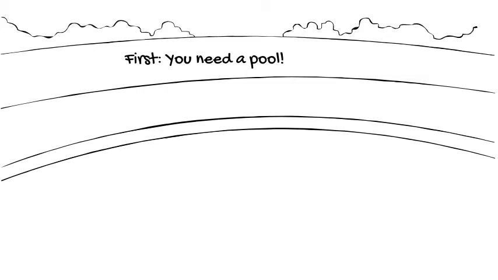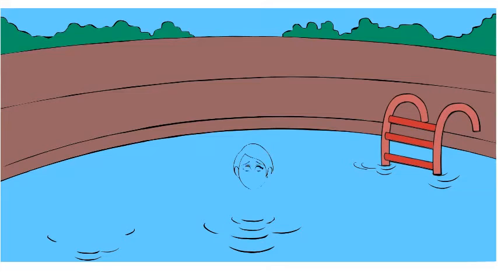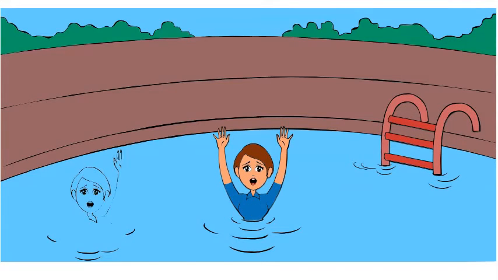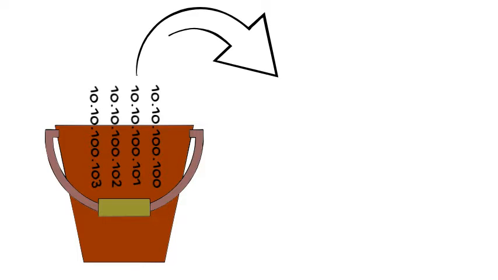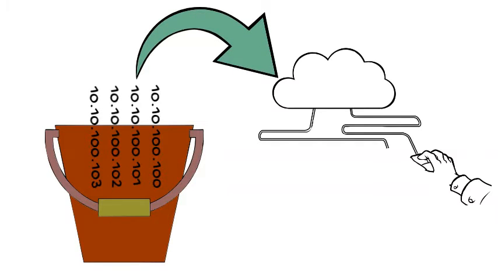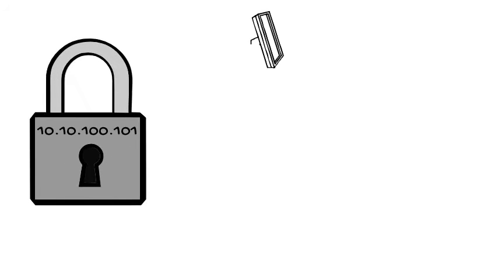First, you're gonna need a pool. Not quite that kind of pool. The pool is more of a bucket. A bucket you put your IP addresses in. When someone or some device needs an IP, it pulls it from your bucket. Pool. That IP is now assigned to your device, and your device only.